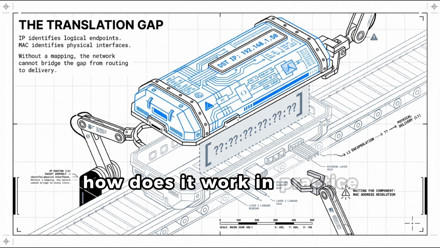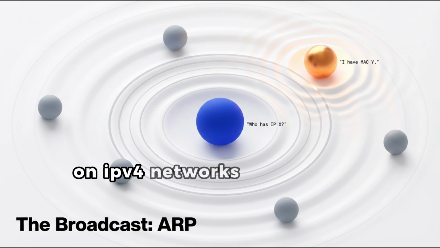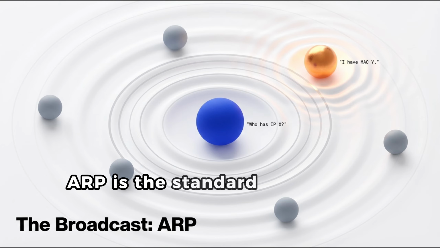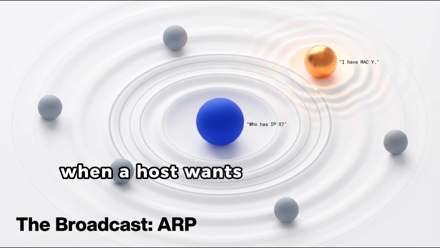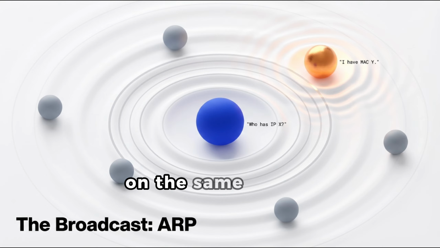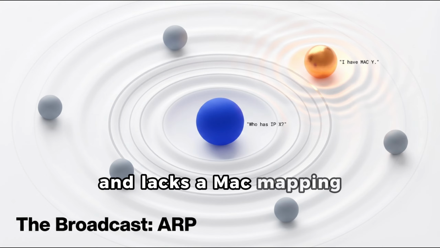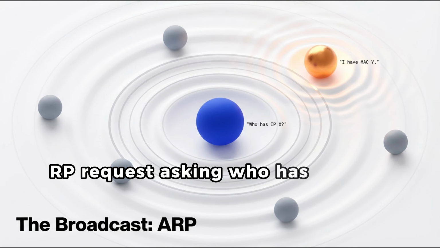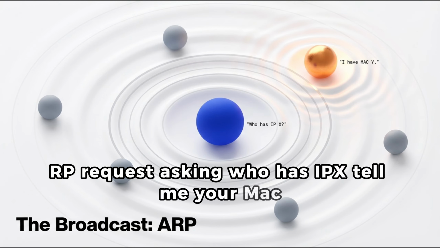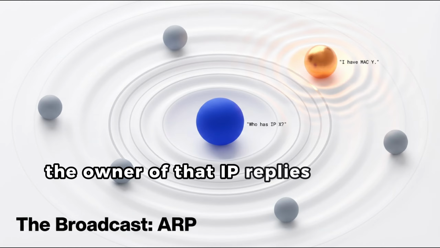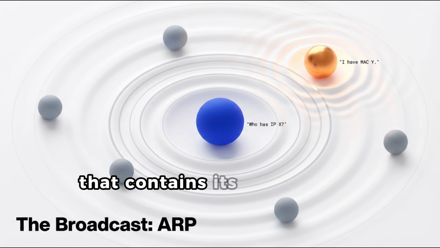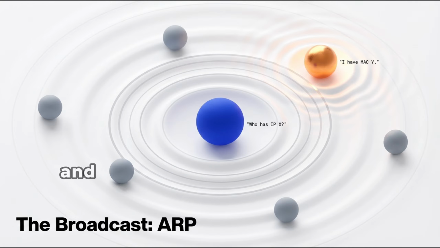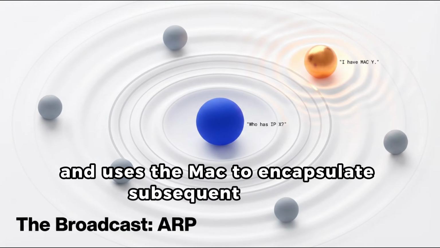How does it work in practice? On IPv4 networks, the Address Resolution Protocol, ARP, is the standard mechanism. When a host wants to send an IP packet to an address on the same subnet and lacks a MAC mapping, it broadcasts an ARP request, asking, "Who has IP X? Tell me your MAC." The owner of that IP replies with an ARP response that contains its MAC address. The requester stores this mapping in its ARP cache and uses the MAC to encapsulate subsequent frames.